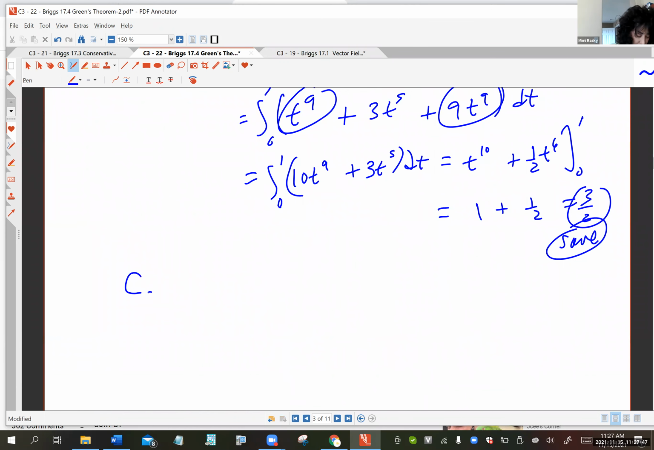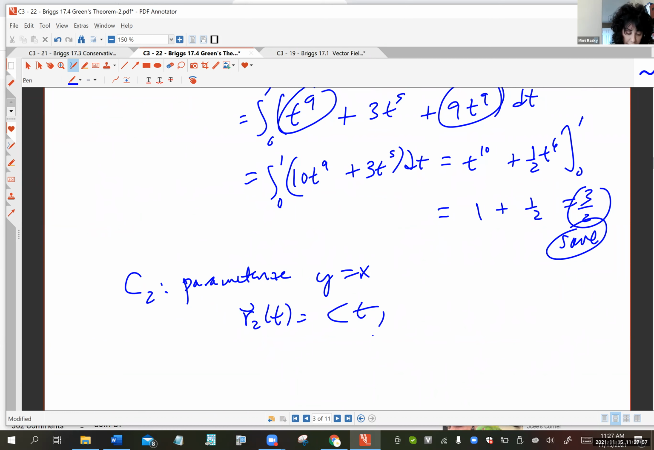Okay. C2, I get to parameterize. We know that y is equal to x, so we're going to call this vector valued function R2 of t. Let x be t, and then y is equal to x. Now remember I told you it's okay to have time going backwards if you're doing one of these vector field line integrals, and this is really nice because I'll let you do that right now. Otherwise, you're going to have to reparameterize this if you want to have time going forward.